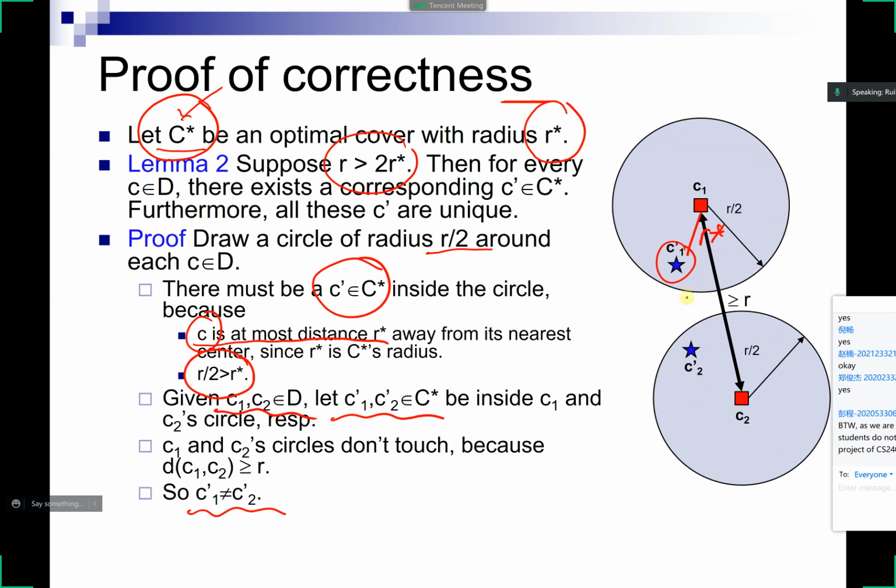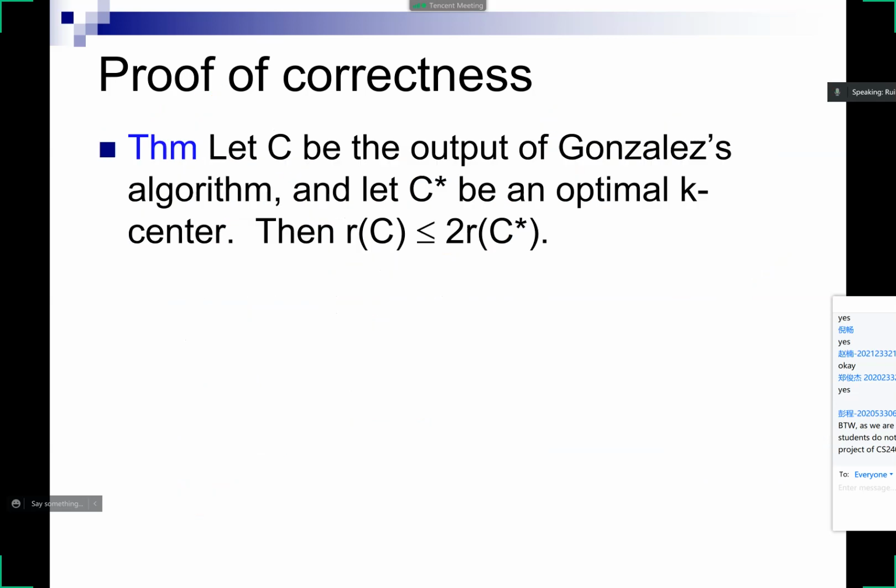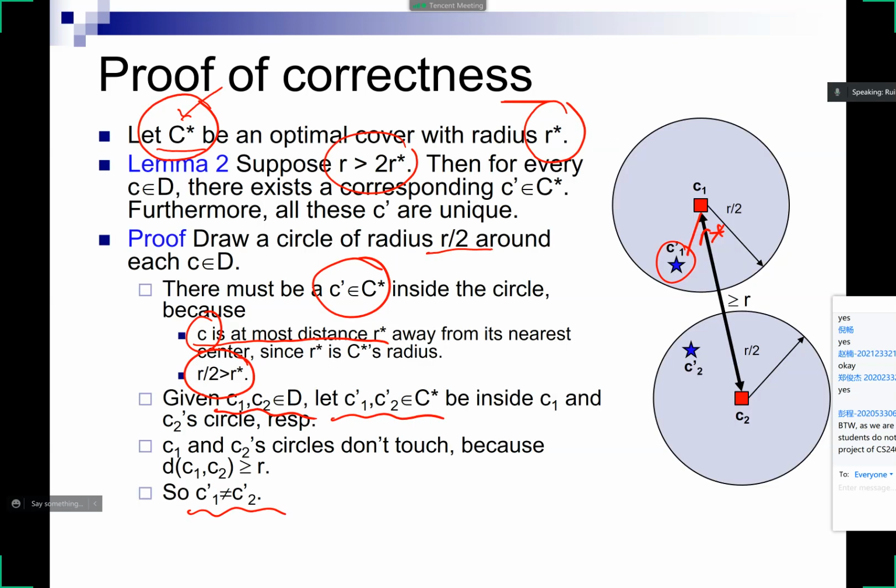So all of these optimal centers, corresponding to all of our centers, are different. And that's what we're trying to prove: for every one of our centers, you can find a corresponding unique optimal center.